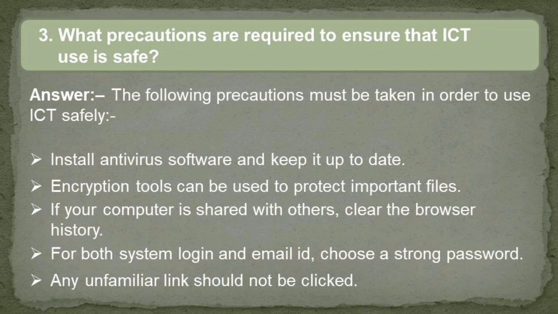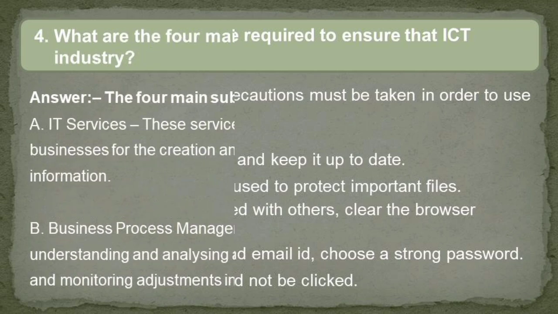Question 3. What precautions are required to ensure that ICT use is safe? Answer: the following precautions must be taken in order to use ICT safely. Install antivirus software and keep it up to date. Encryption tools can be used to protect important files. If your computer is shared with others, clear the browser history. For both system login and email ID, choose a strong password. Any unfamiliar link should not be clicked.